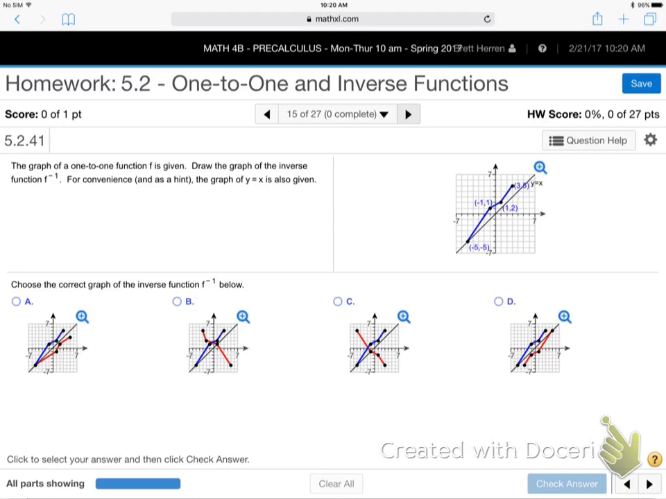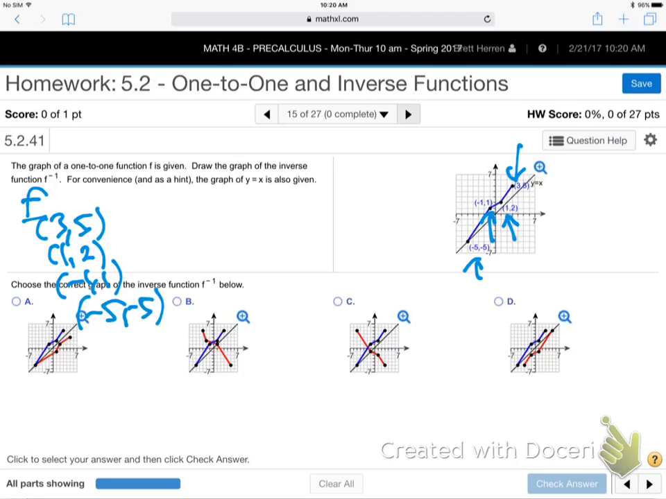All right, so they're basically giving us this graph, the blue. The blue there is the graph of F. And they want me to draw the graph of F inverse. So let's be clear for a second. F has the following points. I'm just looking at the graph: 3, 5. 1, 2. Negative 1, 1. And what's that one? Negative 5, negative 5.